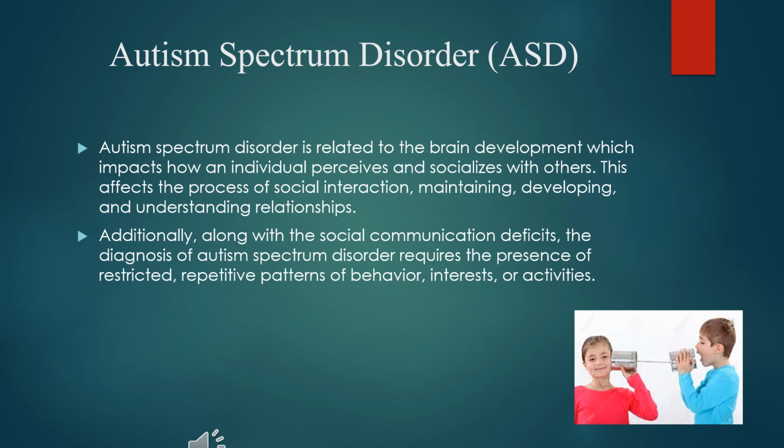So, autism spectrum disorder, or ASD. Autism spectrum disorder is related to brain development, which impacts how an individual perceives or socializes with others. This affects the process of social interaction, maintaining, developing, and understanding relationships. Additionally, along with the social communication deficits, the diagnosis of autism spectrum disorder requires the presence of restricted, repetitive patterns of behaviors, interests, or activities. Next, I will talk about the diagnostic criteria for ASD.